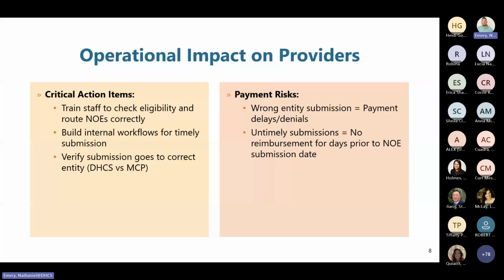This change isn't just about policy, it's about your day-to-day operations. You'll need to train your staff to check eligibility and route NOEs correctly. Build workflows that support timely submission and double check that you're sending the form to the right place, DHCS or the MCP. Mistakes here can lead to payment delays or even claim rejections. Reprocessing past claims can be a lengthy process and create significant delays.